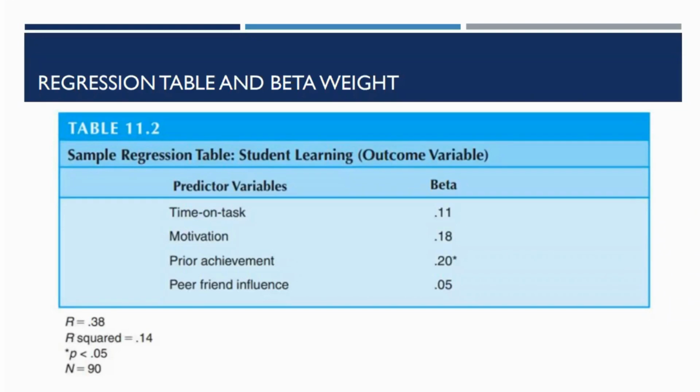A regression table shows the overall amount of variance explained in a dependent variable by all independent variables, called R squared. It also shows the regression weight, the amount of contribution of each variable controlling for the variance of all other variables, called beta for each variable. In this table, we see 4 predictor variables of student learning. The coefficients in the right column are the beta weights for each independent variable.